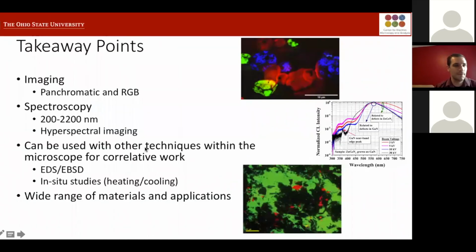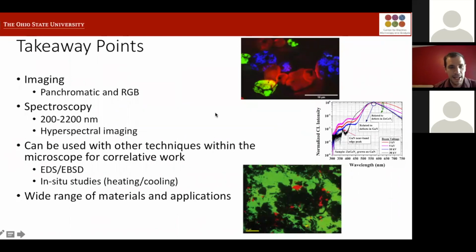So that's what I have for that. And I just want to mention the takeaway points again. So with cathodoluminescence, you can do a lot of imaging within your sample. So panchromatic and red, green, blue imaging, or you can go on and do spectroscopy and even hyperspectral imaging to get that spatially resolved spectroscopy.